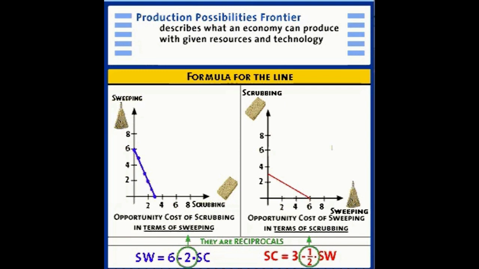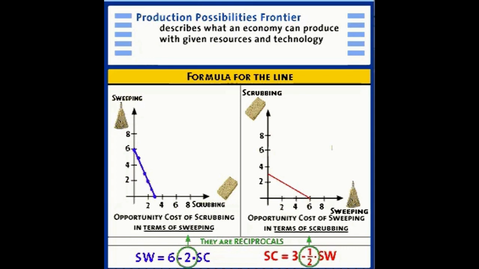And that's really what it means to pick this diagram up and flip it around. You wind up with exactly the same line, only now you're measuring the axes differently. You're measuring the different variables on the different axes so that the intercepts are switched around. And the slope of the new line is the reciprocal of the slope of the original line. The original line with sweeping on the vertical had a slope of negative 2. The new line with scrubbing on the vertical has a slope of negative 1/2.